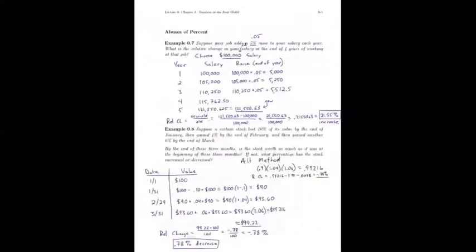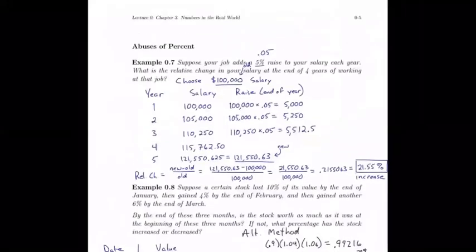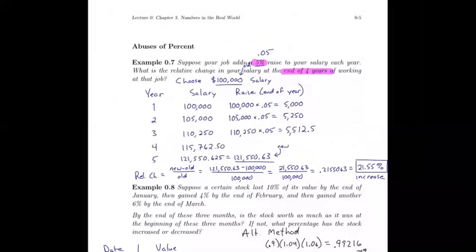Let's get a little bit deeper into this. So suppose we just took a new job. It adds a 5% raise to your salary each year. What is the relative change in your salary at the end of 4 years of working at that job? So we're going to get a 5% raise at the end of each year. And at the end of year 4, what is the relative change in our salary? In other words, what's our salary going to be going into year 5?